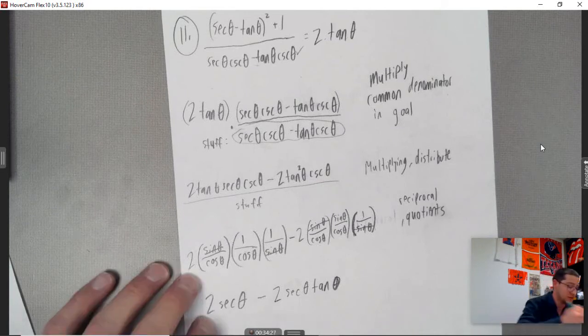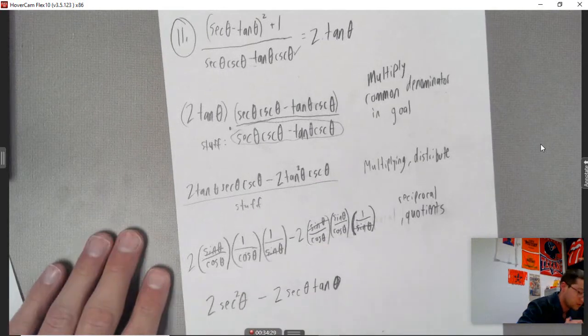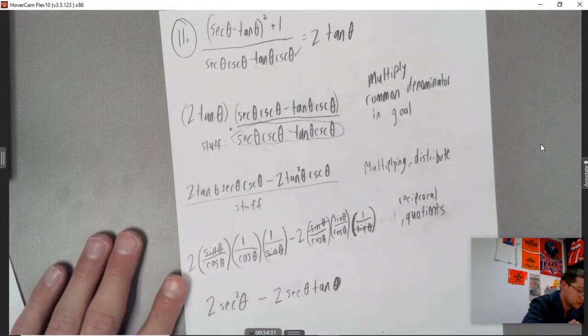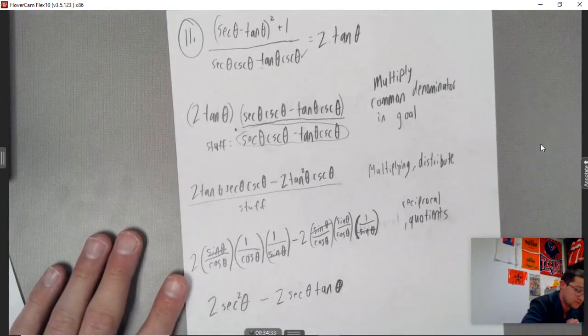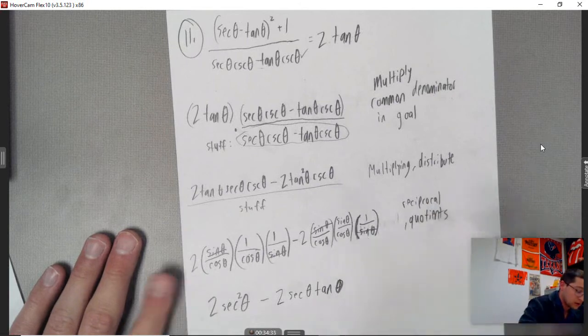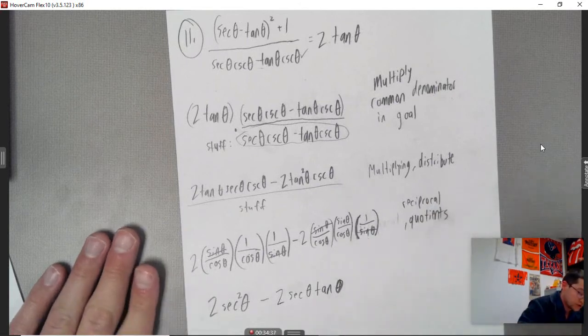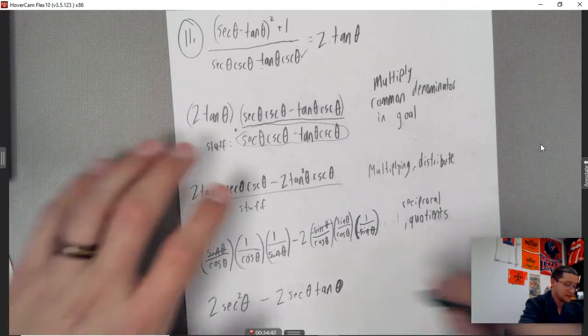This should be secant squared on the bottom. Glad I caught that. Cosine times cosine there, not just one cosine. Okay, cool. We should be good on that. And actually, I'm going to rewrite the way I have this.